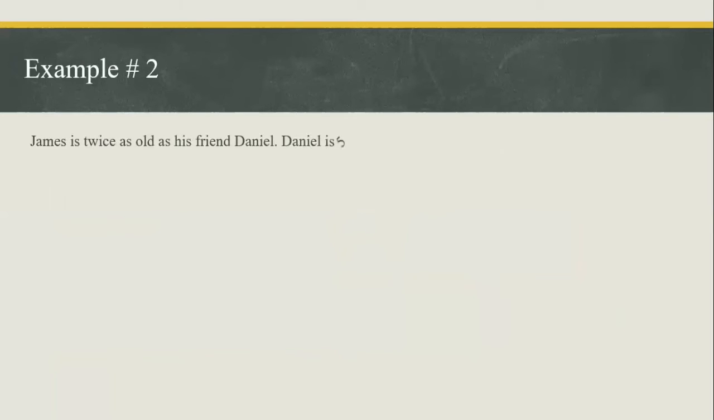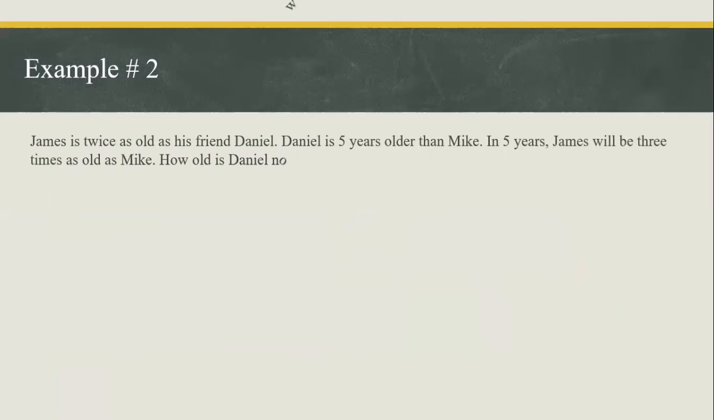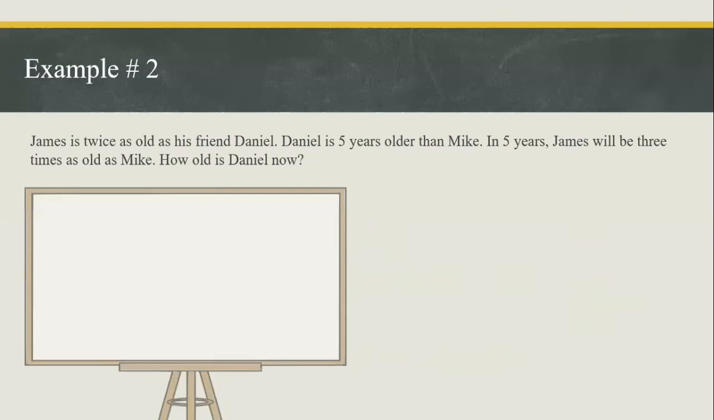Another example. James is twice as old as his friend Daniel. Daniel is 5 years older than Mike. In 5 years, James will be 3 times as old as Mike. How old is Daniel now? So we are looking for Daniel's current age. We can create a table.